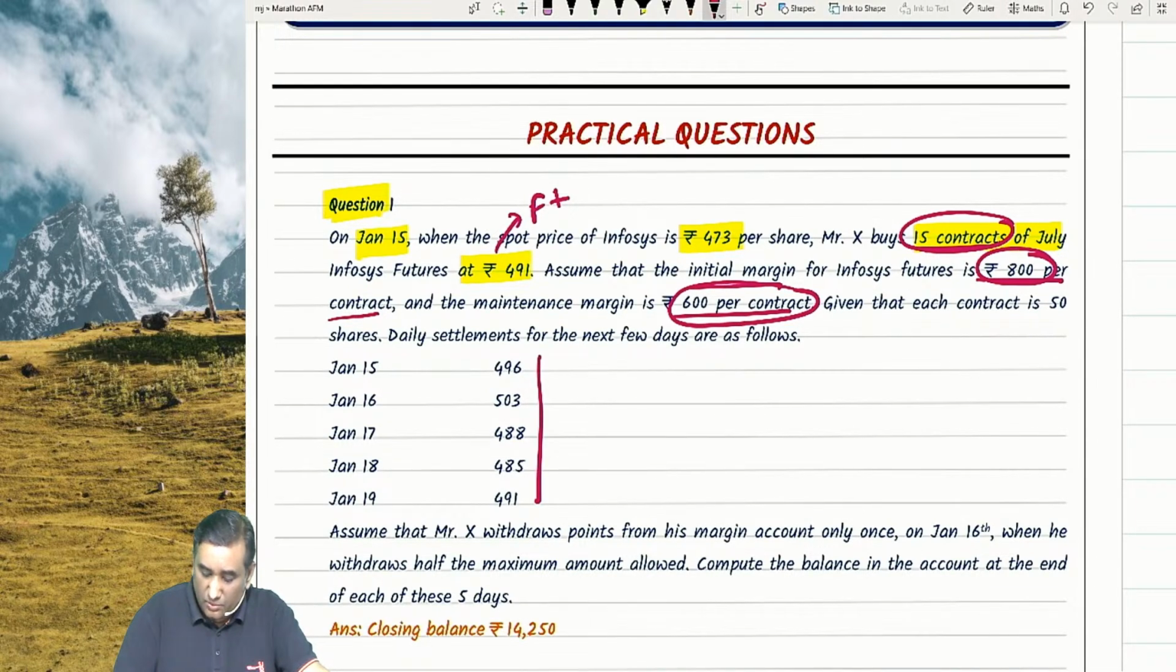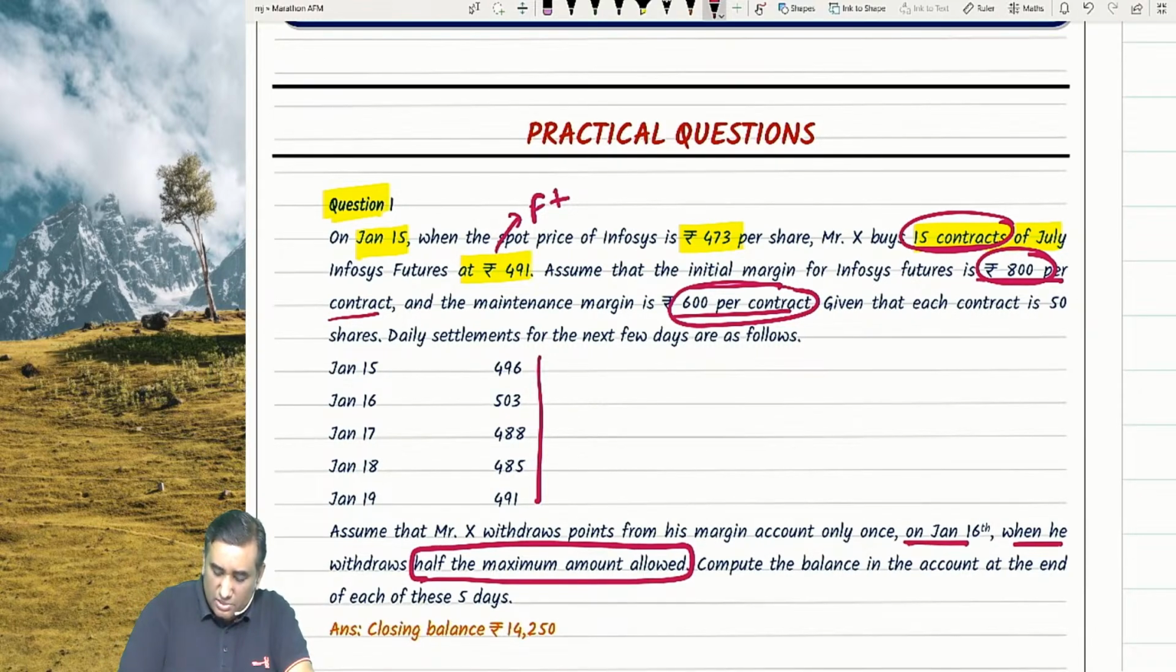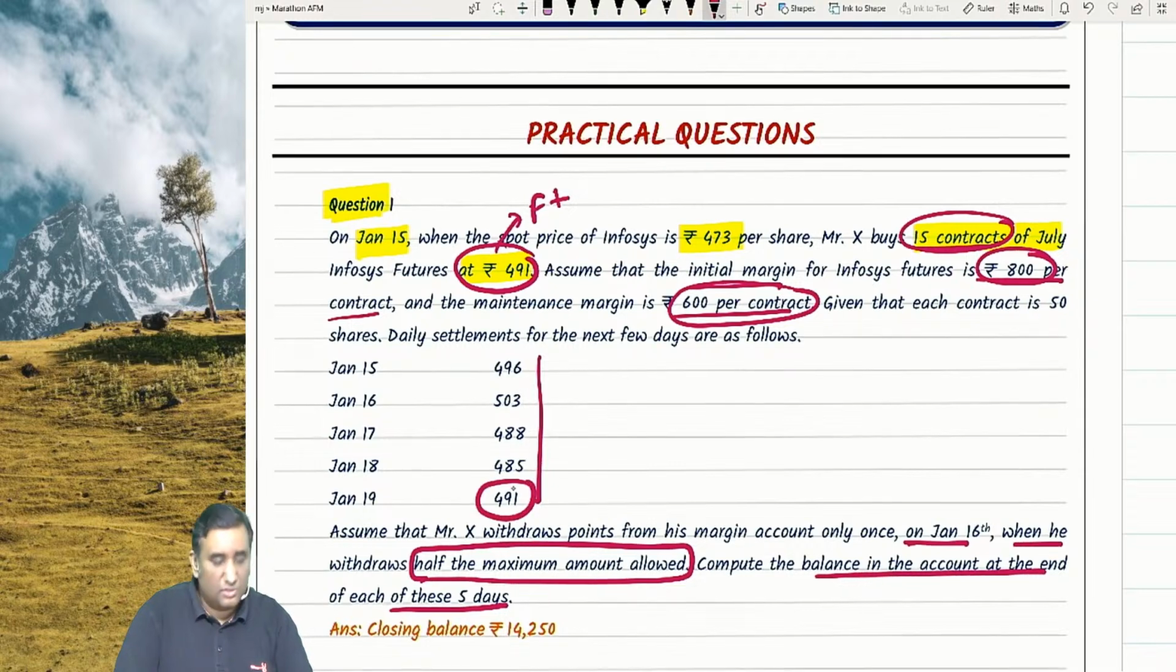I am not reading in between as of now. And assume that Mr. X withdraws from his margin account only once, on January 16th. That means, can he withdraw the amount? Anything above his initial margin he can withdraw. When he withdraws half the maximum amount allowed, compute the balance in the account at the end of each day. Now no matter what I do in between, I started with what? At the end the balance is what? No gain or loss would take place. It's a 10% guarantee, no matter what he does in between. For example, you buy at 491, the price becomes what? Profit or loss? Profit.